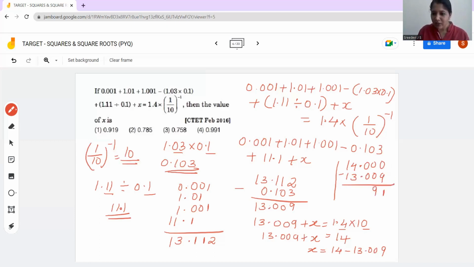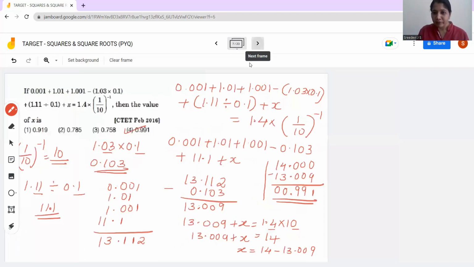Here 9, 9, here 0, and here 0. We'll be getting 0.991 as the answer. That is option 4. I hope it is clear. Please clearly do that. It will be easy for you.